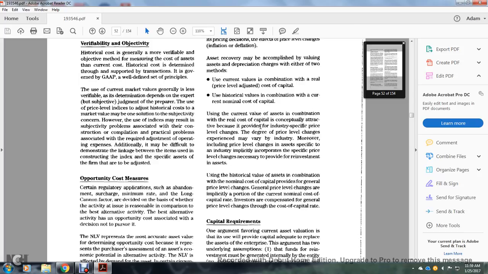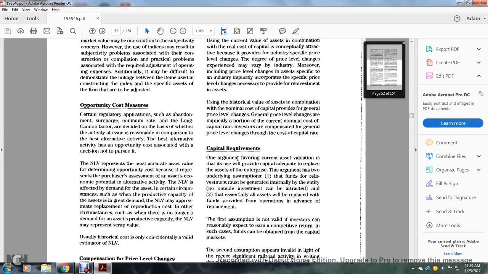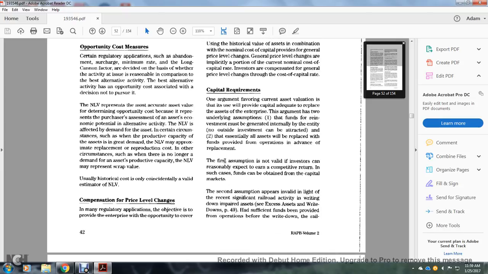Using the current value of the asset in combination with the real cost of capital is conceptually attractive, providing the industry specified price level change, although the degree of the price level change experienced may vary by industry. Moreover, it includes the price level change of the assets specific to the industry, implicitly incorporating the specific price level change necessary to provide for reinvestment in assets. Using a historical value of the assets in combination with the nominal cost of capital provides for the general price level change. The general price level changes are an implicit portion of the current nominal cost of capital rate. The investors are compensated for the general price level change through the cost of capital rate.